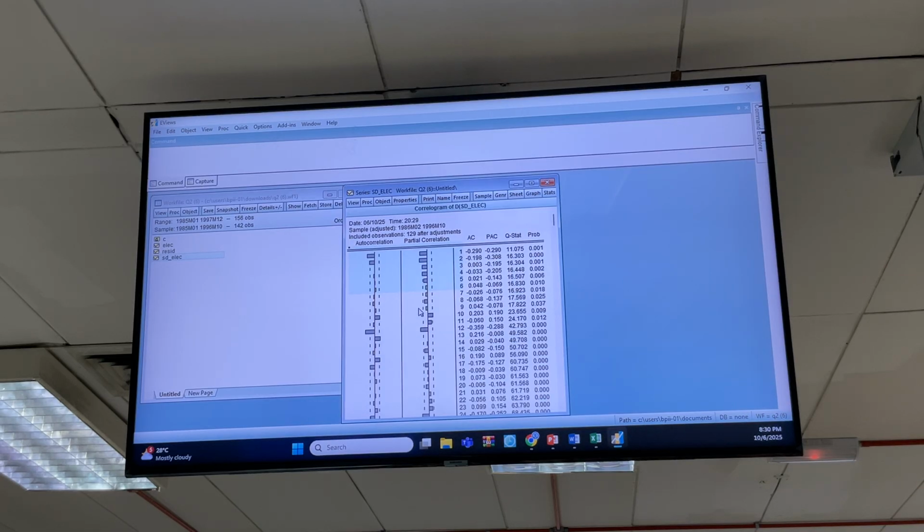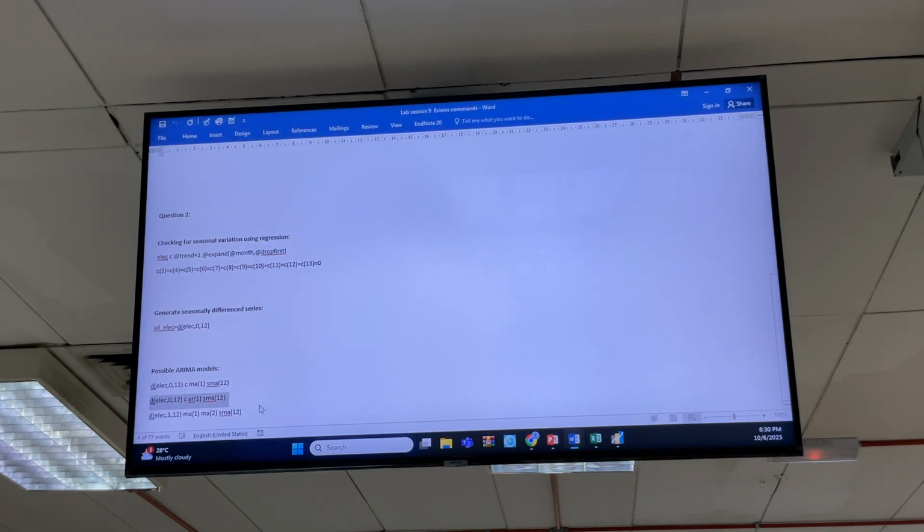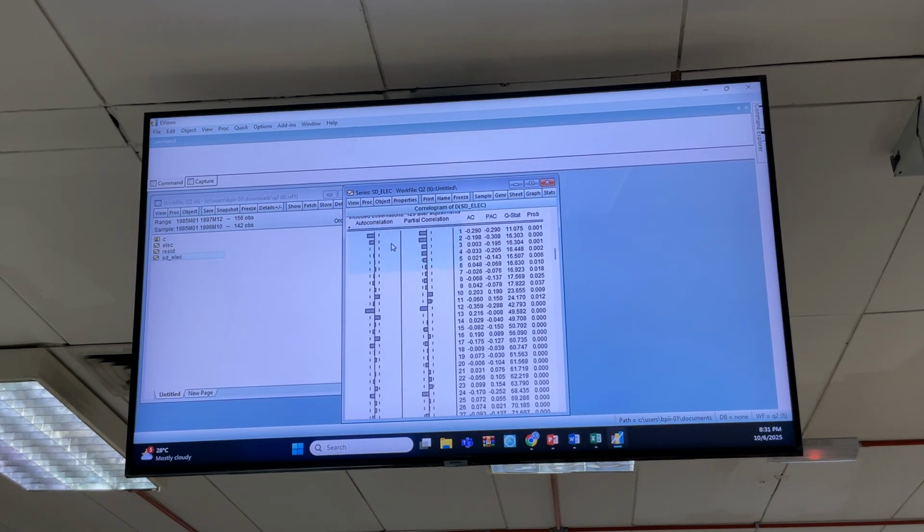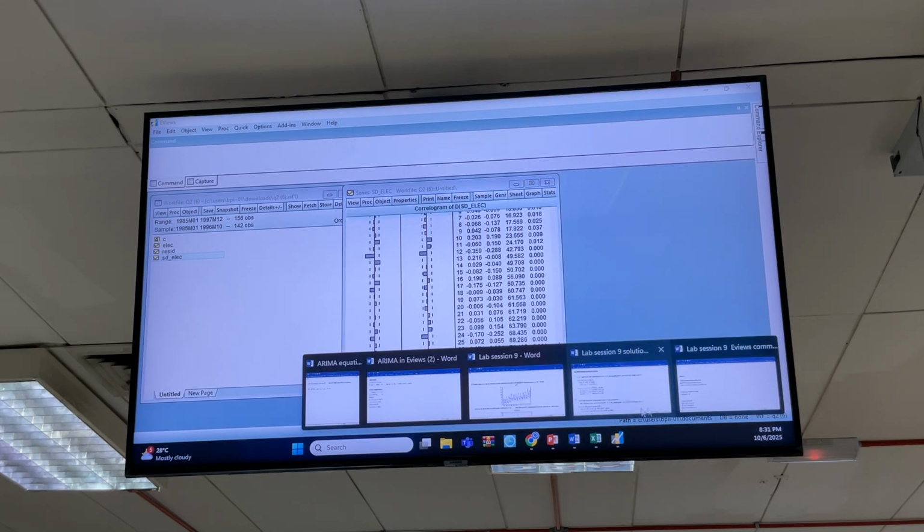Okay, and then for seasonal, either SMA1 or SAR2. But here I just put one model. This one I select based on parsimony. So let's say we try this one first, MA2 and SMA1. So this is not all the models, you can add later.